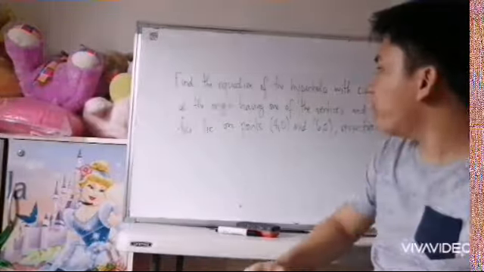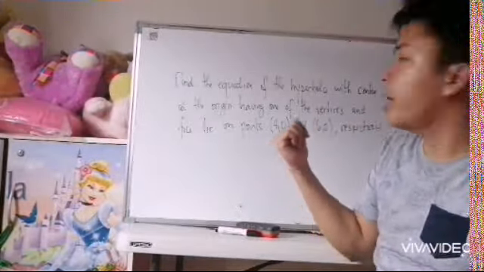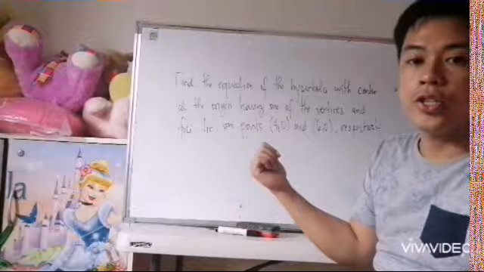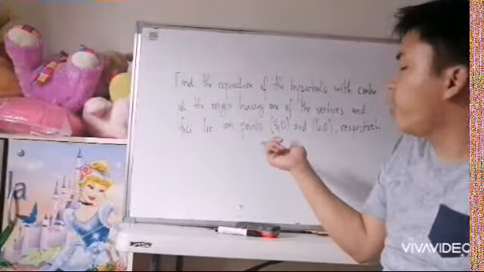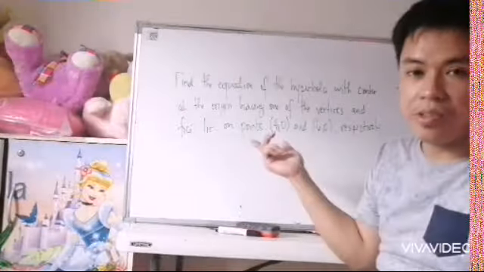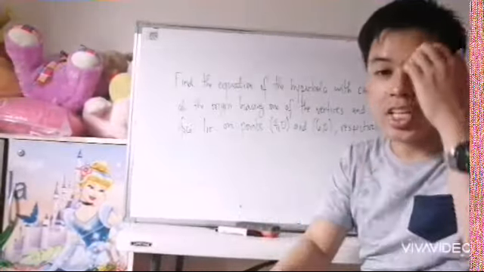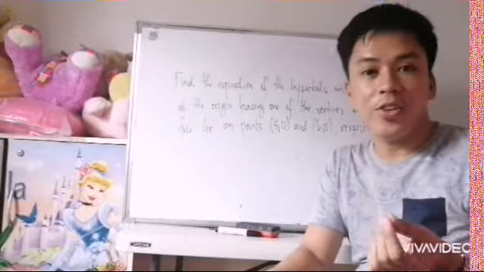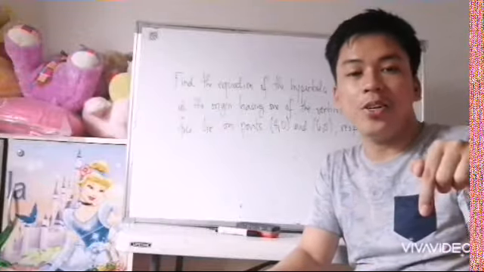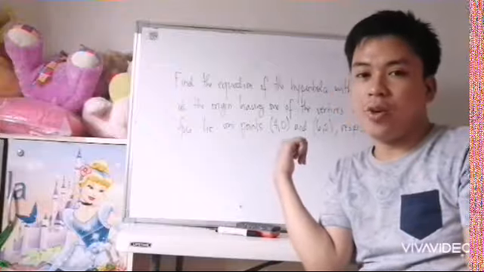Okay, so the next example is find the equation of the hyperbola with center at the origin, having one of the vertices and foci lie on points 4, 0 and 6, 0 respectively. So I'm not going to answer on this problem. What I want you to do is you answer your own, and you can comment down there on your answers regarding this question.